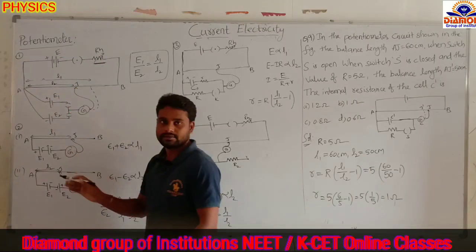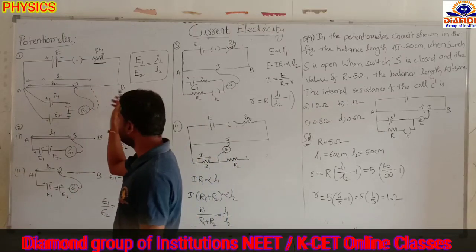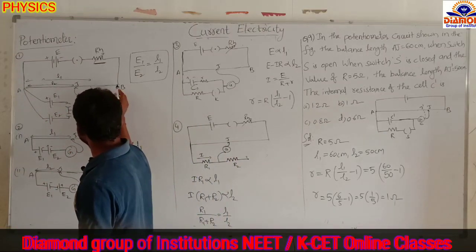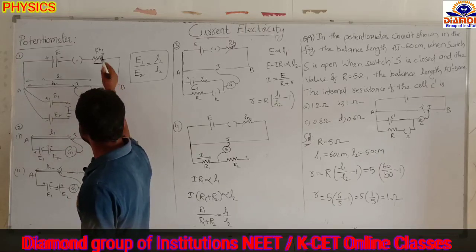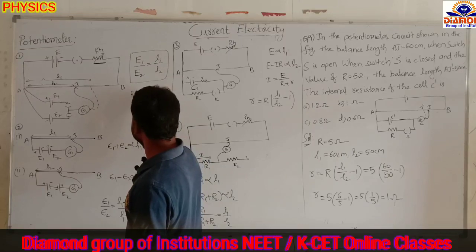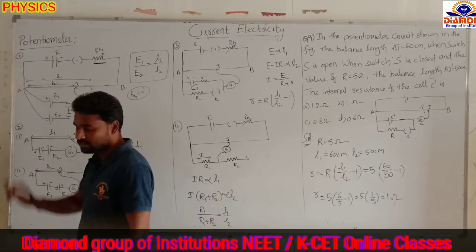Instead of drawing it like this, I have drawn only one wire, the A to B wire. So the potential difference across this wire is adjusted by the rheostat. Suppose if the rheostat resistance is minimum, then the potential difference across the wire is maximum.